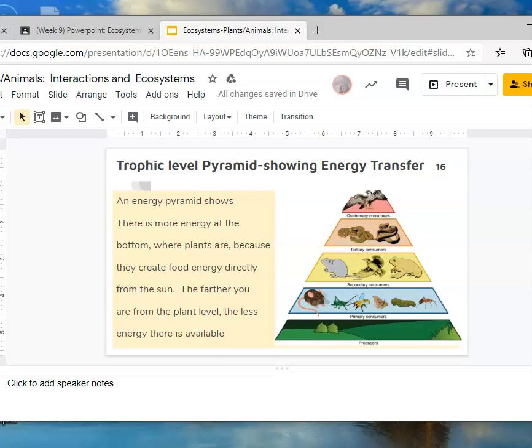Trophic level pyramid. This is showing energy transfer. An energy pyramid shows there is more energy at the bottom, down here, where plants are, because they create food energy directly from the sun. The farther you are from the plant level, the less energy there is available.